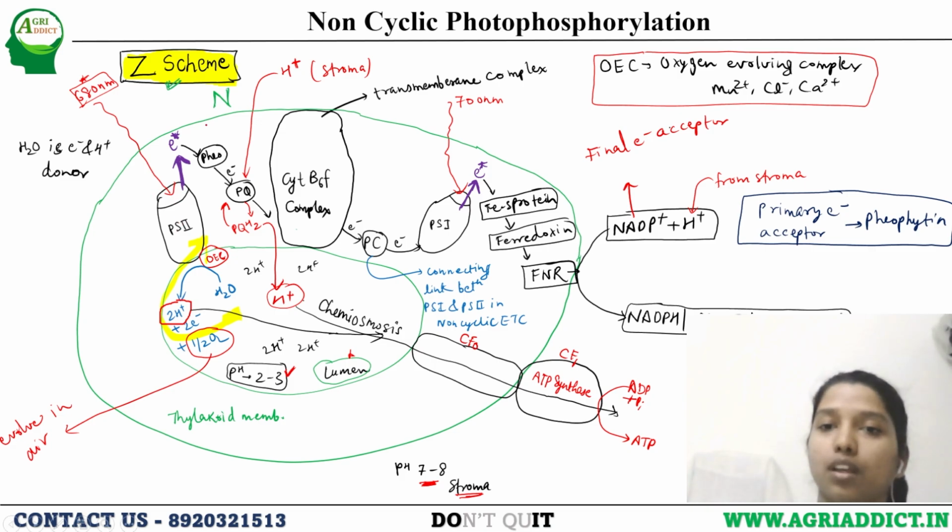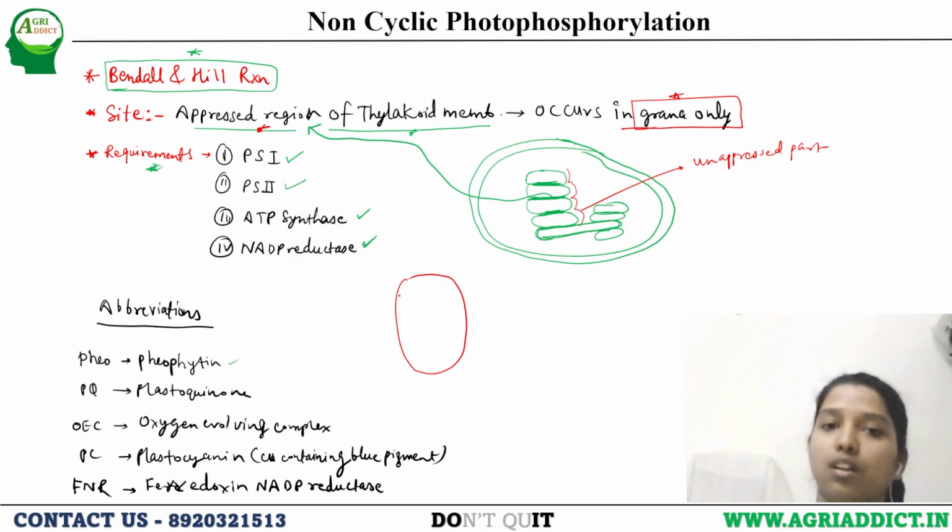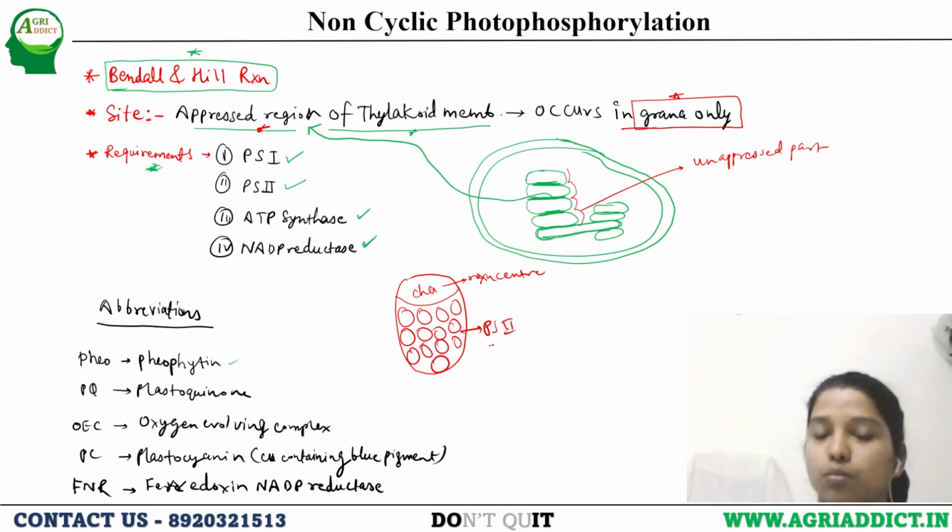In the previous class, we studied how the chlorophyll is arranged in PS2. This is chlorophyll a, which we call the reaction center, and around it are the other accessory pigments. So this we are calling PS2. This PS2 will take energy of 680 nanometer.